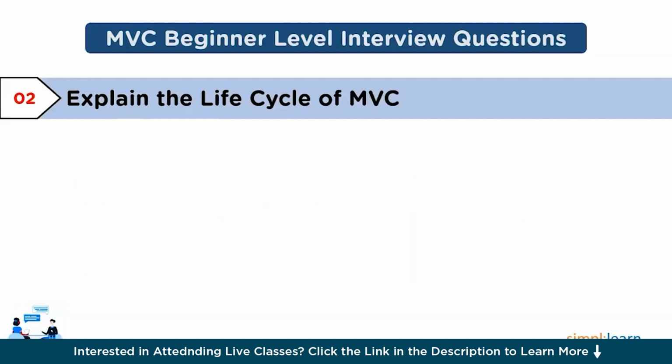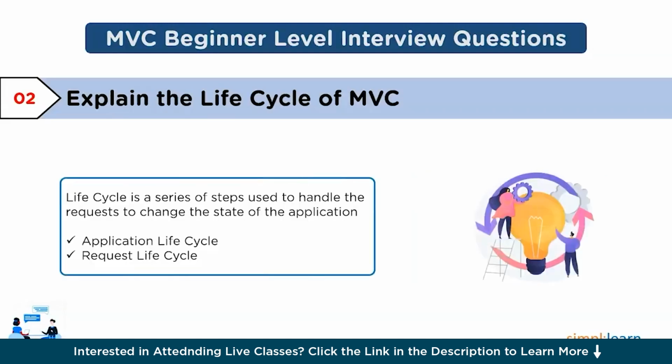Explain the lifecycle of MVC. Lifecycle is a series of steps used to handle the request to change the state of the application. The lifecycle of MVC is divided into two categories: application lifecycle and request lifecycle. Application lifecycle runs the IIS application until it stops. The request lifecycle handles the HTTP request of the application.